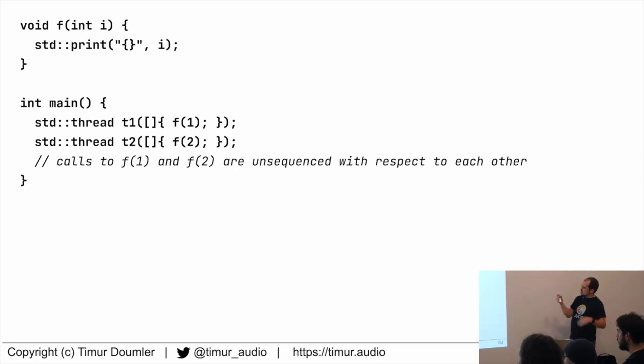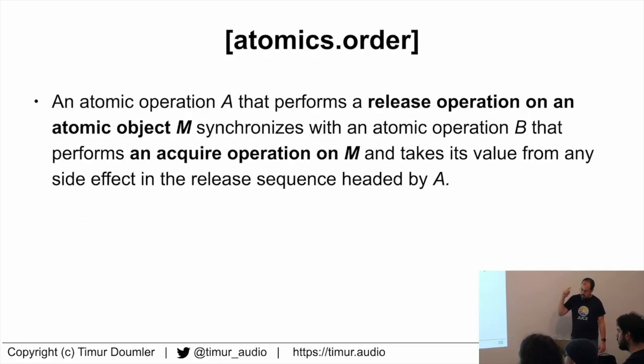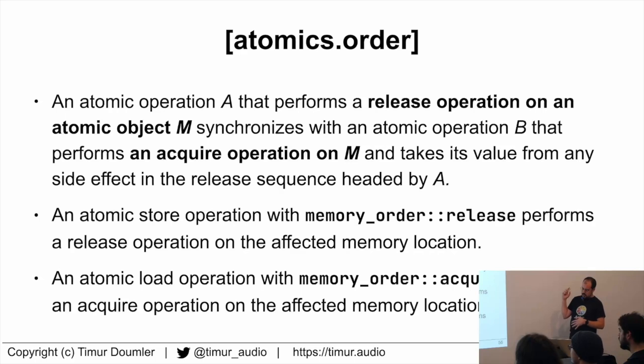If you want to talk about the order of things across multiple threads, that's when this second concept comes in. A synchronizes with B. Now A and B are on different threads, so that's the case here. An atomic operation A that performs a release operation synchronizes with an atomic operation B that performs an acquire operation on the same atomic, okay? And then we have memory order release, which is a release operation, and memory order acquire, which is an acquire operation. That sounds complicated.